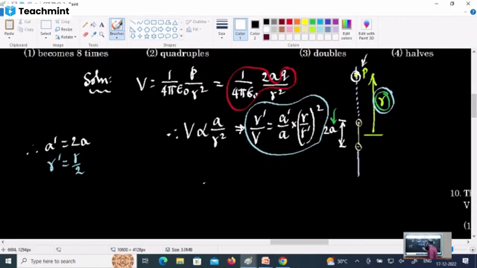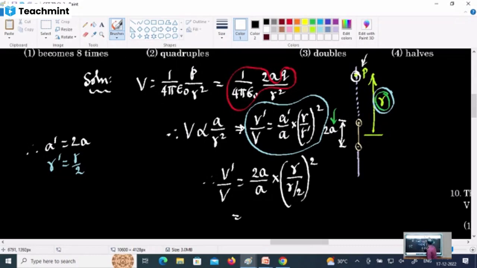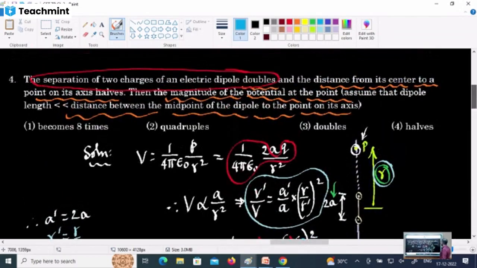That gives us v dash by v is equal to a dash, that is 2a divided by a, and r divided by r dash, that is r by 2, whole square. Here a and a cancel, r and r cancel, and this 2 in the denominator goes to the numerator. 2 squared is 4, 2 fours are 8, so 8. That means v dash is equal to 8 times v. So the new potential becomes 8 times the original.